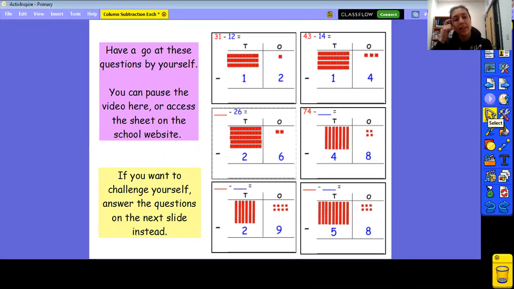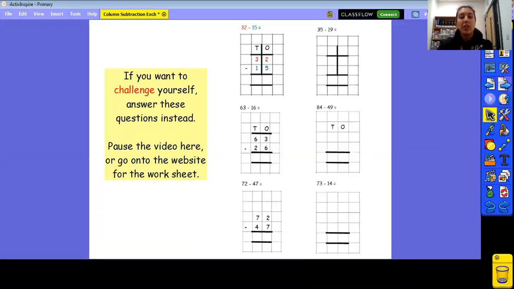So here is your independent activity then for today. You can either pause it on the slide that you're going to answer the questions on, or you can go to the Byron Wood School website on the home learning section, where you can find these worksheets on Word for you to work out the answers on the computer. So if you would like to have a go at challenging yourself a little bit more and jump straight to the abstract representations, then you can do these questions instead. And just like the other questions, you can access these on the Byron Wood home learning section of the website.